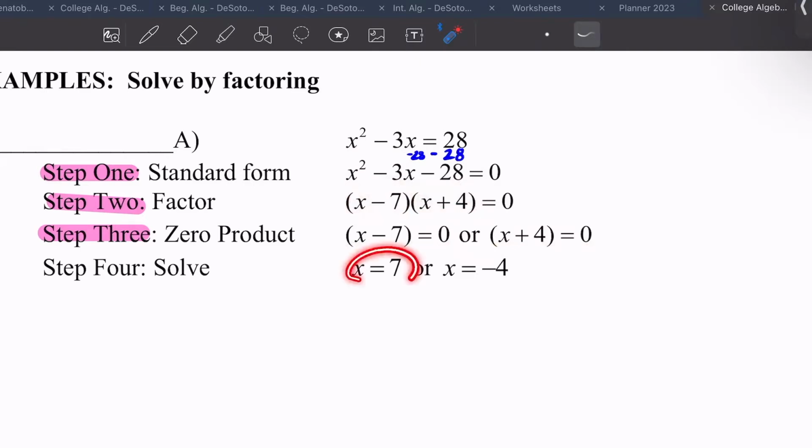How they got 7 and -4 is they added 7 to both sides, and they subtracted 4 from both sides, and they solved for x. Those are the 4 steps with an example.